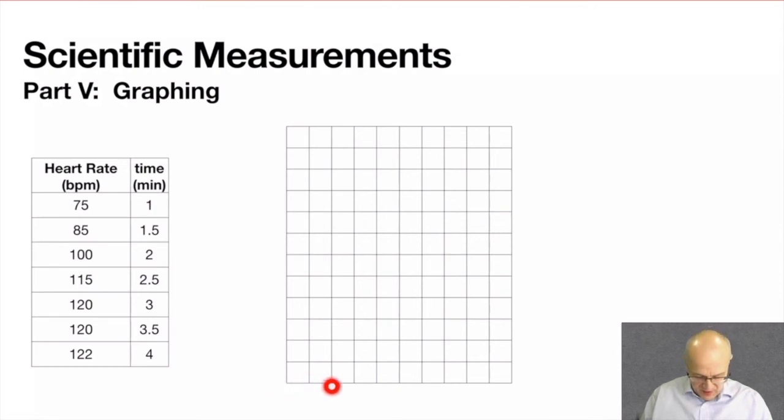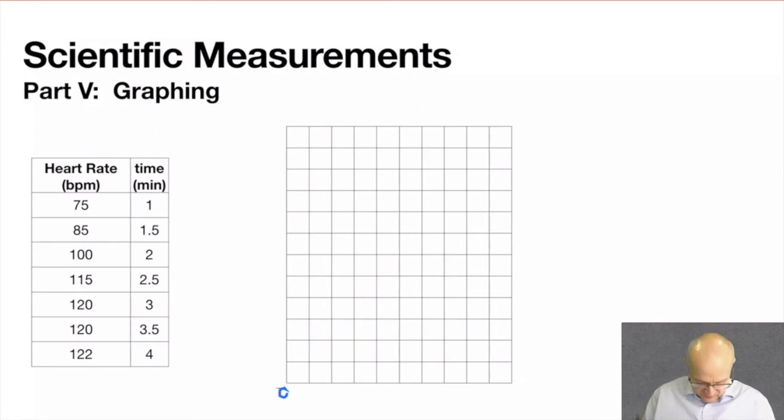Half a minute, minute, minute and a half, 2 minutes, 2.5 minutes, 3 minutes, 3.5 minutes, 4 minutes, 4.5 minutes, 5 minutes. So every square represented 0.5 minutes. That's good, and it fit nicely on the space provided. So let's write that in.